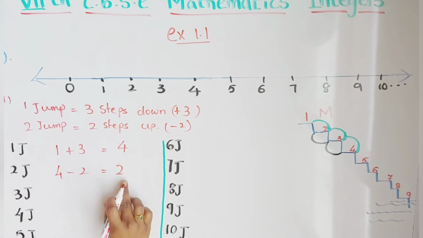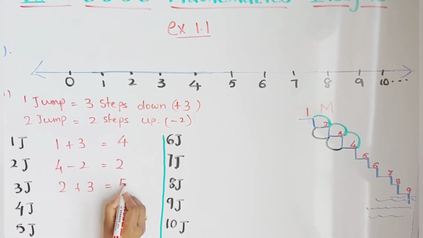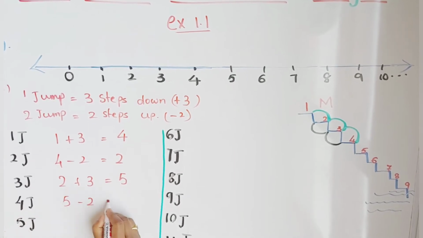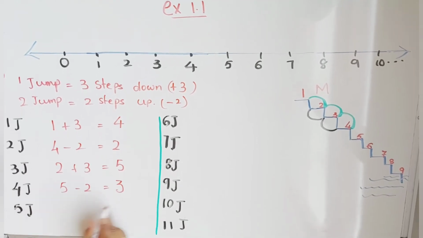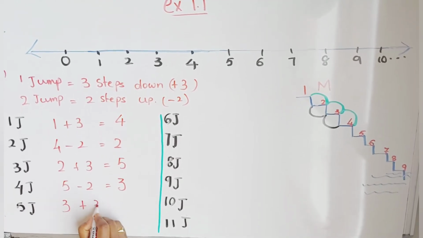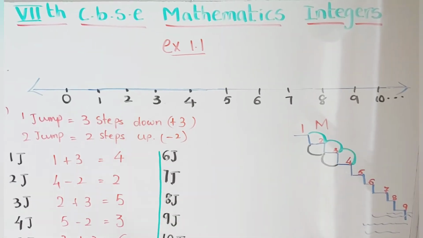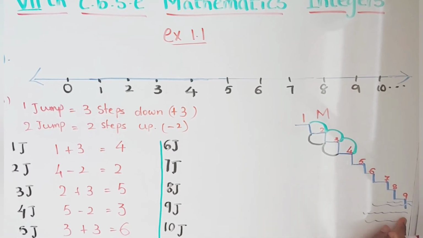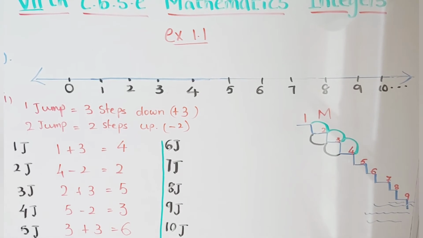Now third jump, 2 plus 3. It is 5, fifth step. Fourth jump, 5 minus 2. 5 minus 2 is 3. Next, fifth jump, 3 plus 3. It is 6. Now the monkey is on the 6th step. But we want the 9th step, right? Because the water level is at the 9th step. So again we will continue the same pattern.